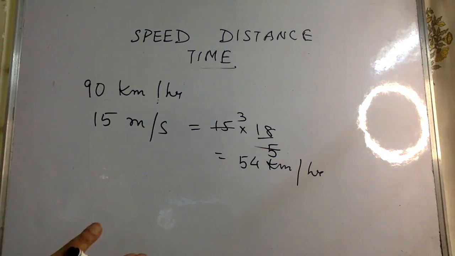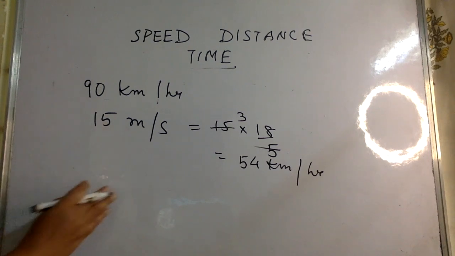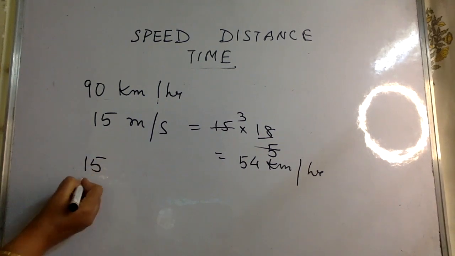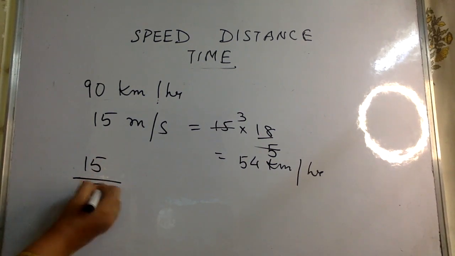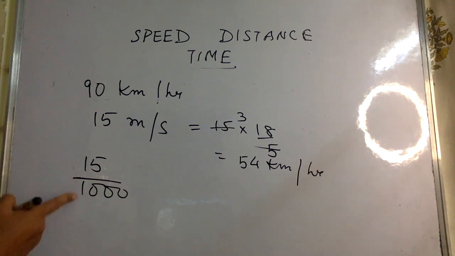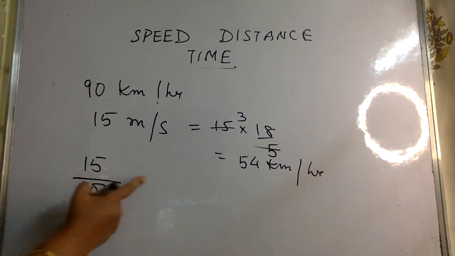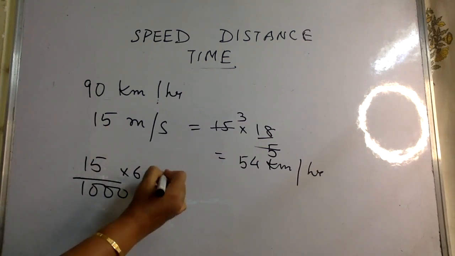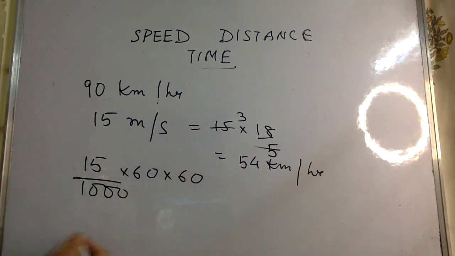Now why do I need this? Now why is it 18 by 5? Let me do that also. 15 meters, let me convert it to kilometers. 1000, I have converted it to kilometers. This many kilometers it is going per second. Into 60 it will go per minute. Into 60 it will go per hour.